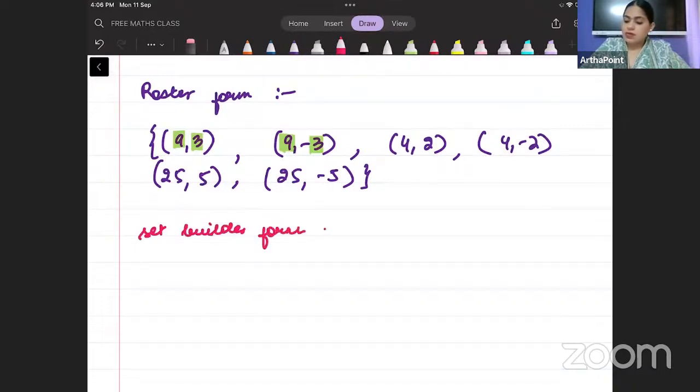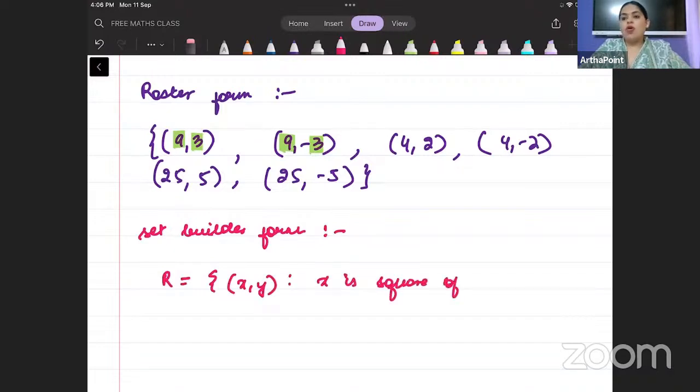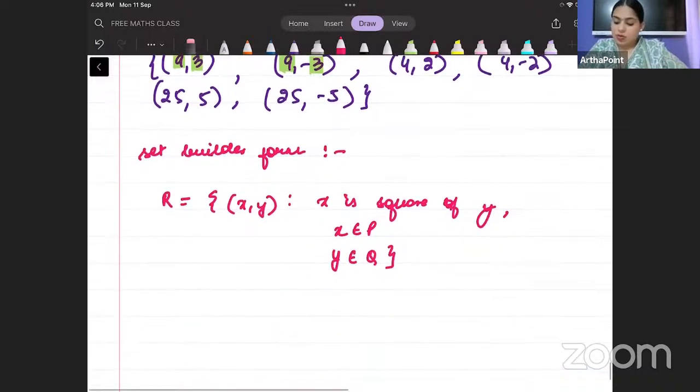I will have relation given by {(x, y) such that x is square of y}. Clear हुआ? But x belongs to P, y belongs to Q. Clear? Okay, beta. Domain का बताओ अब.